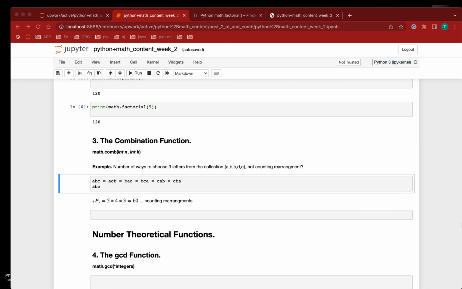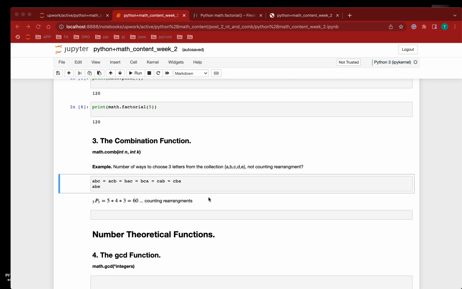We're going to look at the combination function. To understand a combination function, once again, we look at an example. So what are the number of ways to choose 3 letters from the collection A through E, not counting rearrangements? By this we mean ABC is counted as the same thing as ACB because they're the same letters rearranged. Likewise, there are 4 other possibilities like so. But of course, ABC is counted differently from ABE because they're literally choosing different letters.